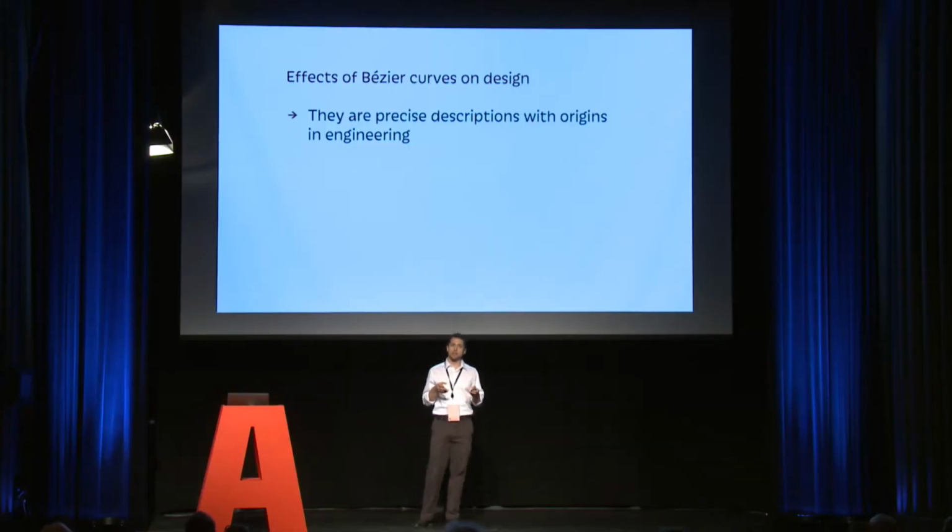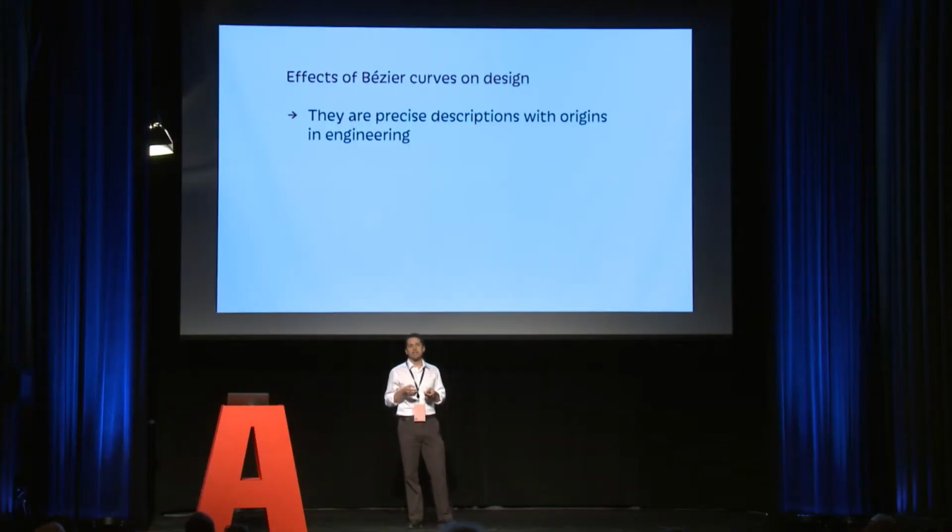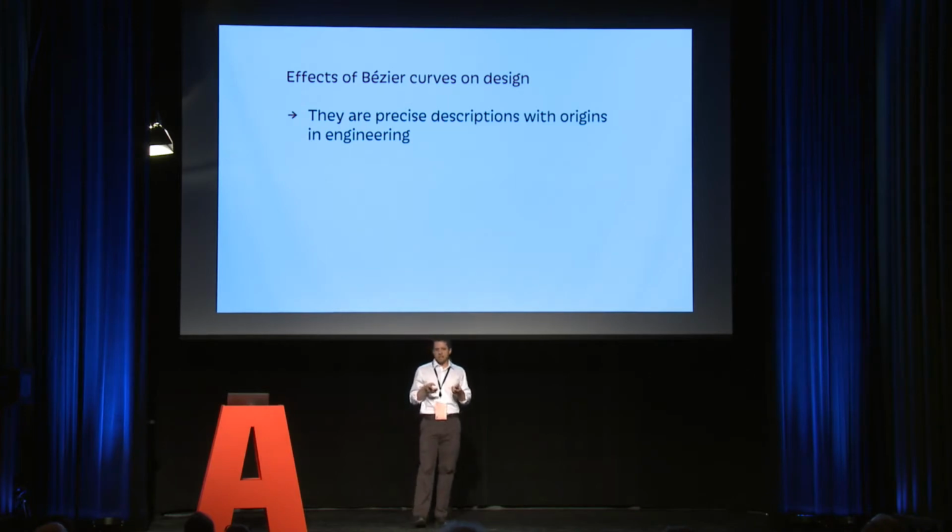And as I see it, there are two types of effects in this environment that I think have an impact on not just how we think about type forms, but then how we express that later in our fonts. And the first effect has to do with the Bezier curve in the design process. So the first is that if we look at the origins of the Bezier curves, we'll see that this is actually a very precise engineering tool, and more specifically an engineering tool used in the automotive industry.